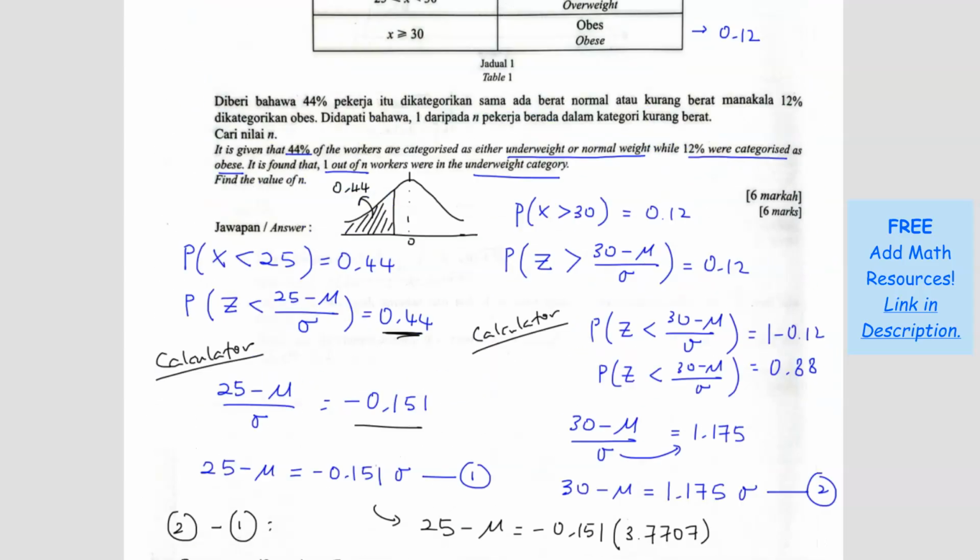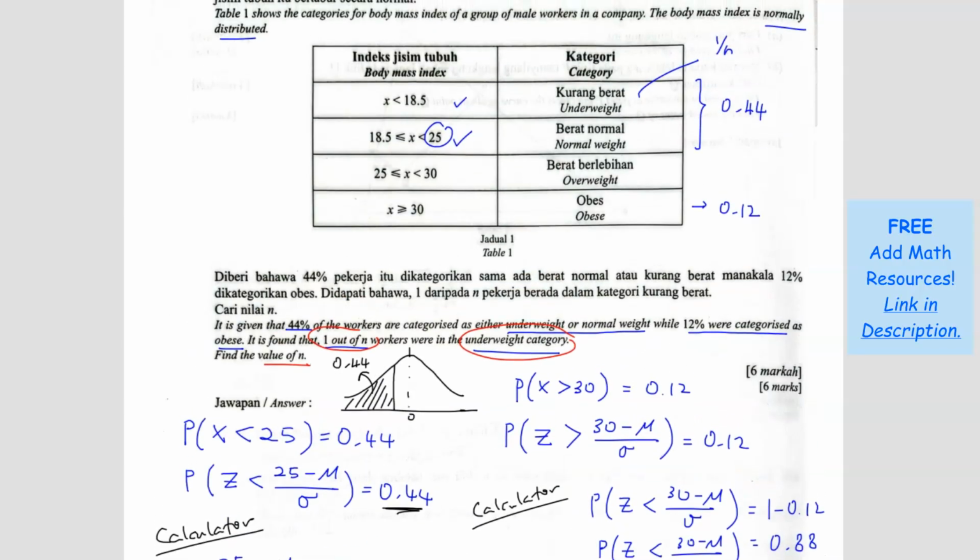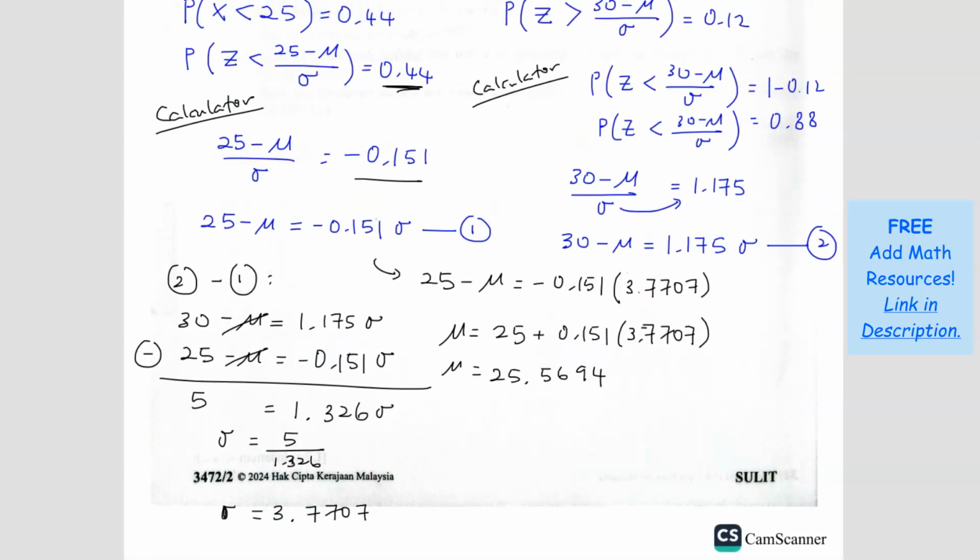Now we can answer the question that they're asking for. The question they're asking for is to find the value of n. What is n? 1 over n is the probability for underweight. So underweight is less than 18.5, right? Less than 18.5 is underweight. So we know that we can form an equation. The probability of the weight index less than 18.5 should be equal to 1 over n.